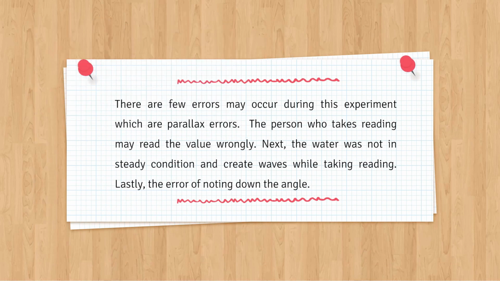There are a few errors that may occur during this experiment, which are parallax error, where the person who takes the reading may read the value wrongly. Next, the water was not in a steady condition and created waves while taking readings. Lastly, the error of noting down the angle.